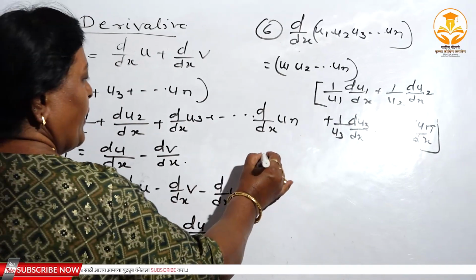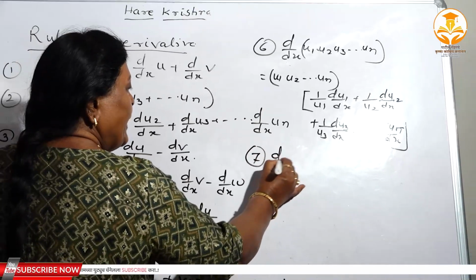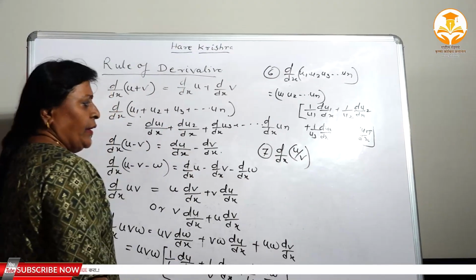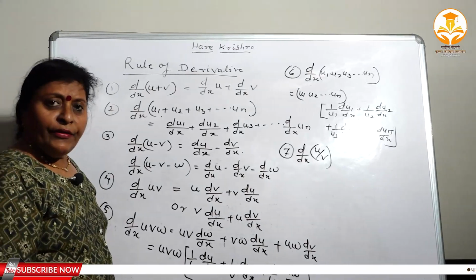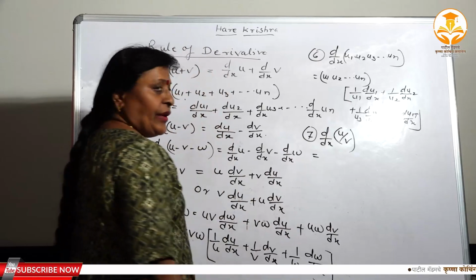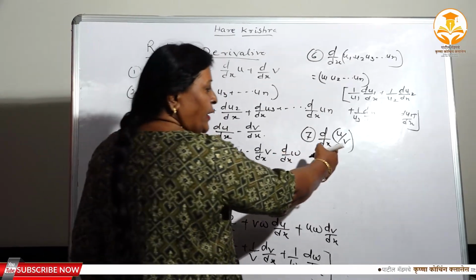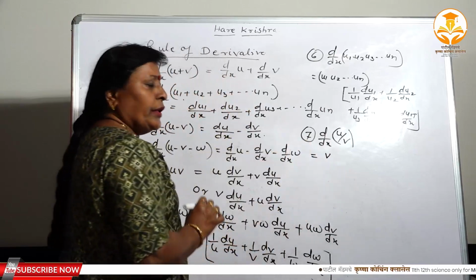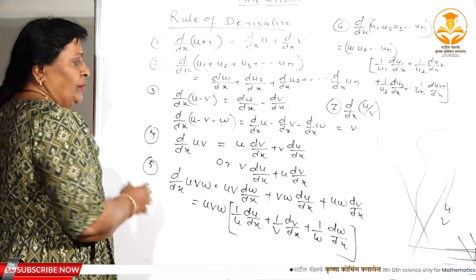Again the seventh one, d/dx of u by v means there is a quotient of two functions or the division of two functions. What you have to do? Again this rule, it is very very important. Again the denominator remain as it is. Here you have to strictly put the denominator remain as it is.